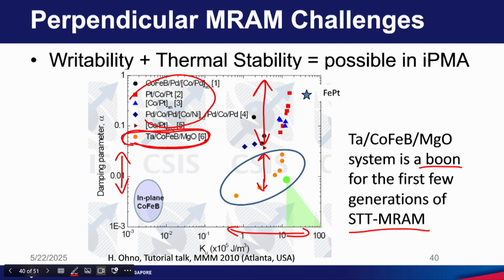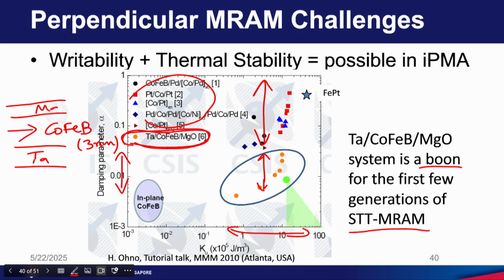So we know that let's say we have some layer like tantalum, and on top of this we grow cobalt and boron. Let's say if this layer is quite thick, say 3 nanometer or something like that. Okay, so we know that magnetic films will have easy axis in the in-plane direction. So for many years people were studying cobalt iron boron based in-plane MRAM.